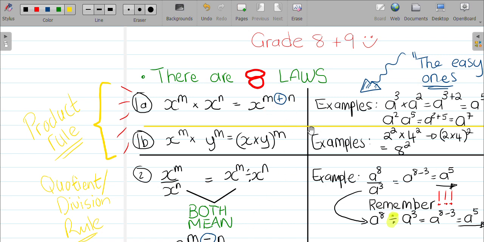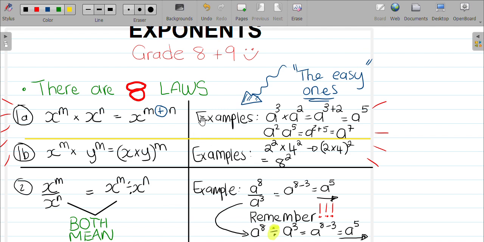So let's have a look at what that looks like in an example. In an example, we have a to the power of 3 times, the product rule, right? Times a to the power of 2. So what does the product rule say? When we multiply exponents with the same base, the base stays the same. So our base is a. So a will stay the same. And then our exponents are added to each other. So it's the 3 over here and the 2 over here. So 3 plus 2 equals 5, and that's how we get this answer.